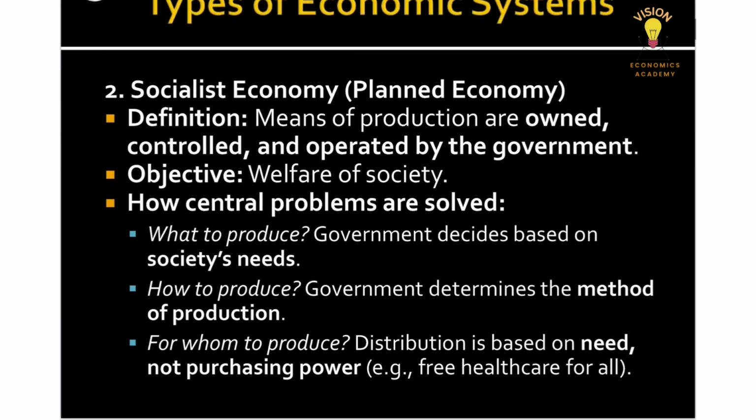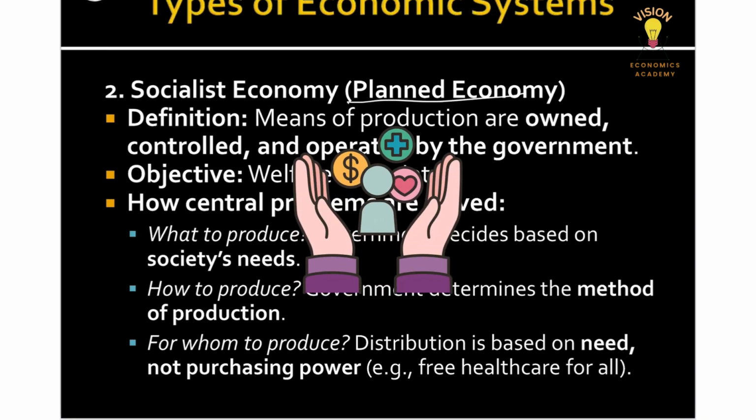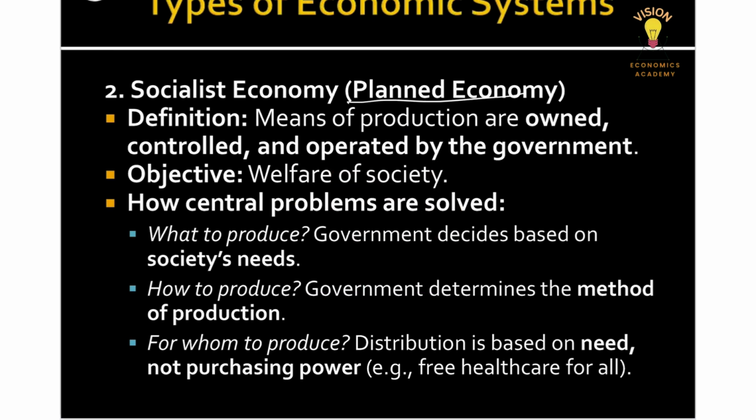Then comes the socialist economy or the planned economy. So the production is owned, controlled and operated by the government, and its objective is welfare of the society. What to produce, government decides based on what the society needs at that moment. How to produce, it's government itself will determine as to how do they produce. And for whom to produce is based on need and not on the purchasing power.